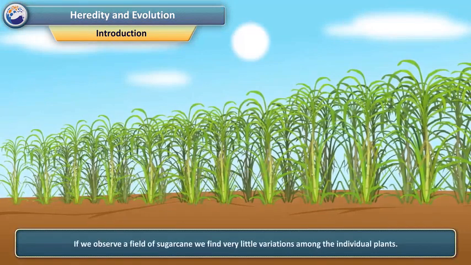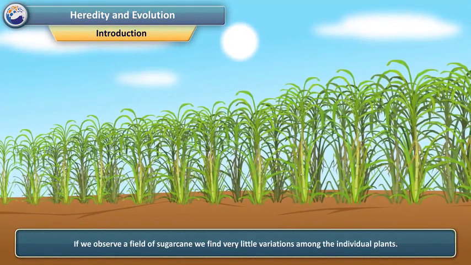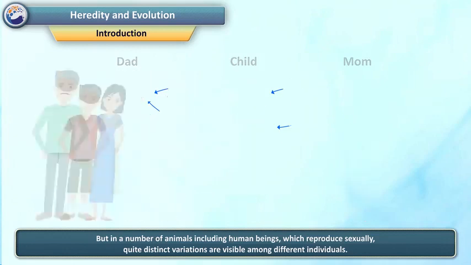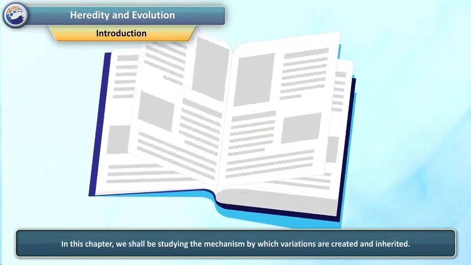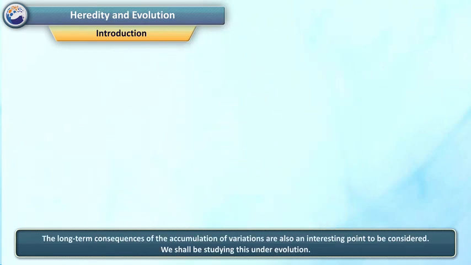If we observe a field of sugarcane, we find very little variations among the individual plants. But in a number of animals, including human beings, which reproduce sexually, quite distinct variations are visible among different individuals. In this chapter, we shall be studying the mechanism by which variations are created and inherited. The long-term consequences of the accumulation of variations are also an interesting point to be considered. We shall be studying this under evolution.